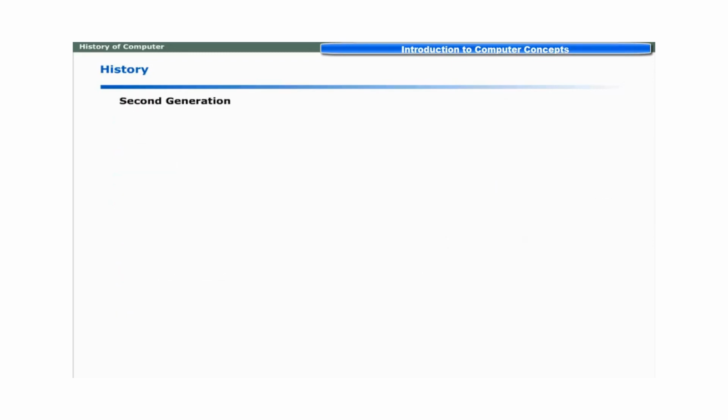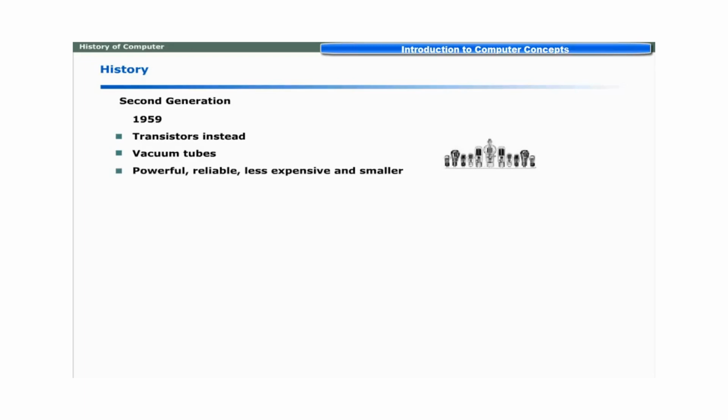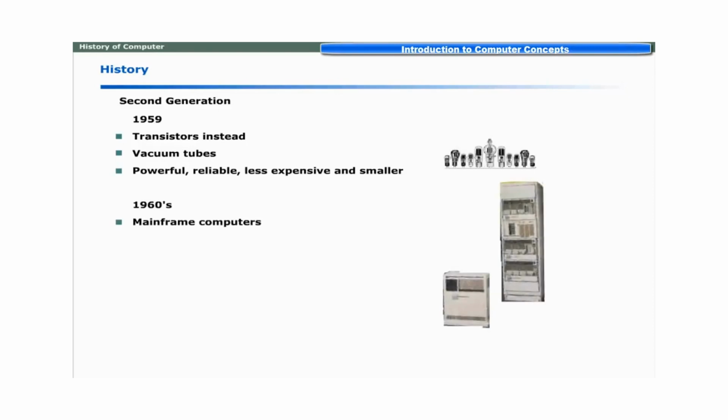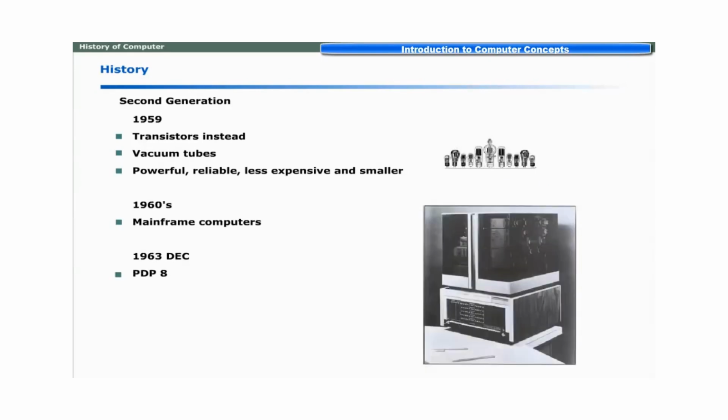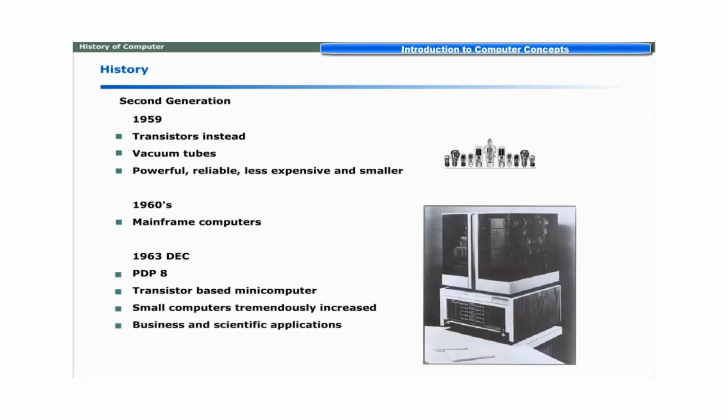Second-generation computers were introduced during 1959. These were built by using transistors instead of vacuum tubes. These computers were more powerful, reliable, less expensive, and smaller in size than their predecessors. Until the early 60s, only large companies were producing mainframe computers. In 1963, DEC introduced the PDP-8. It was a transistor-based minicomputer. The demand for small computers tremendously increased for business and scientific applications, and by 1970, a number of firms were manufacturing computers.